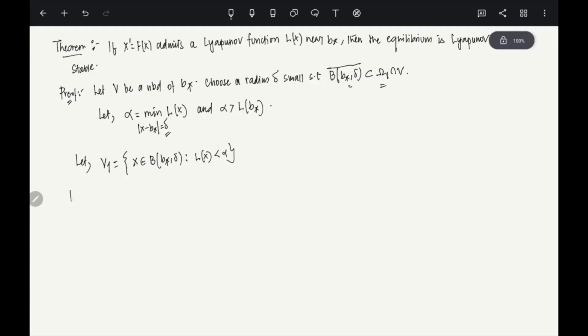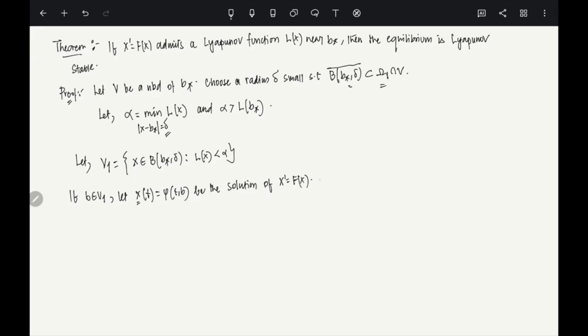Now, if B is in V1, I will define a new function x of t, which is phi of t, B, the solution of x prime equals f of x. We just assume that. What I am doing is starting with a trajectory. The trajectory is given by x of t. Here I am writing it as phi, but basically it is x at t.